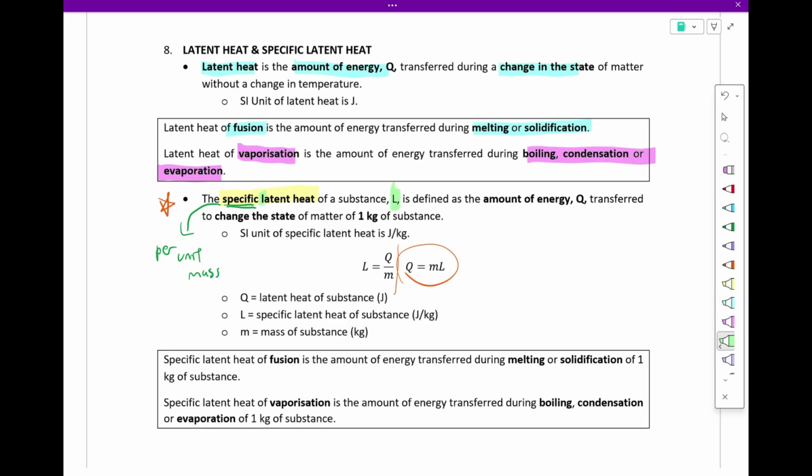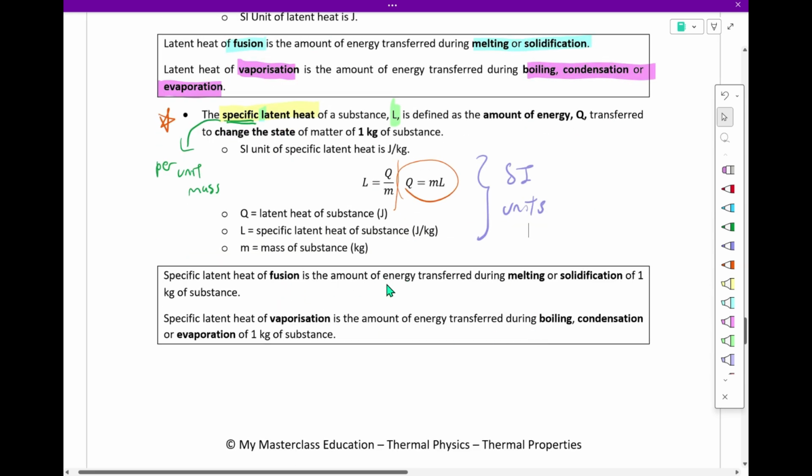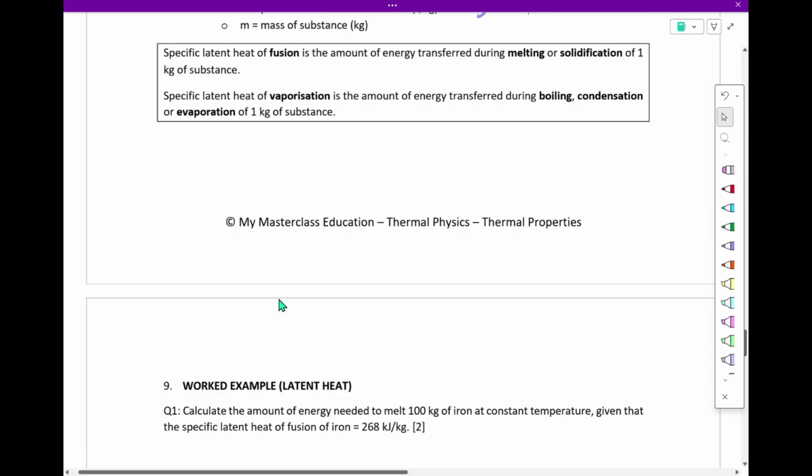Latent heat. Some students get confused with specific heat capacity and specific latent heat. They are very, very different things. Specific heat capacity is for change in temperature. Specific latent heat is change in state. And likewise, I always tell you guys, whenever you use a formula, make sure to use SI units. So you can see all the different definitions. What's the breakdown? Basically it's the same, but if you have the word specific, it is of 1 kg of the substance.